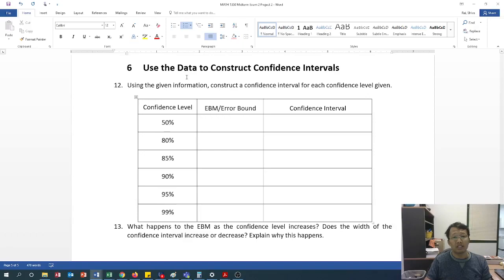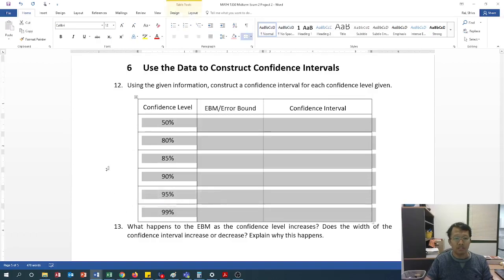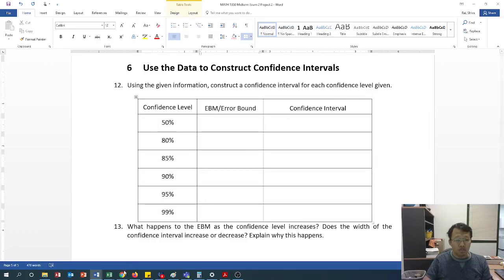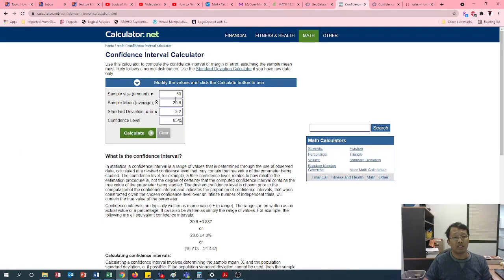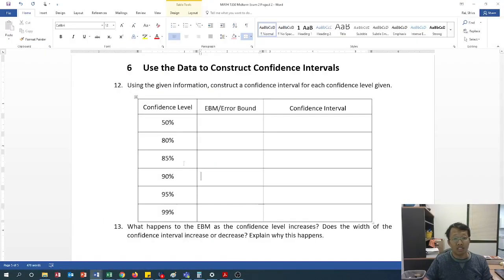And finally, this is a bit tedious. Using the given information, construct a confidence interval for each confidence level given. I don't want you to go through all of these right away, but go to this website, calculator.net/confidence interval calculator.html, and try to use it so that it will be very easy for you to calculate all these. There are 6 different confidence levels, their error bounds and confidence intervals.